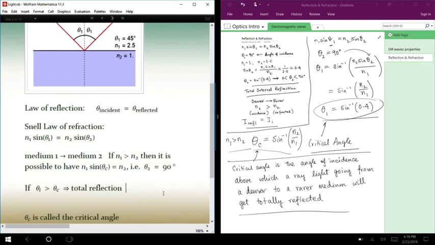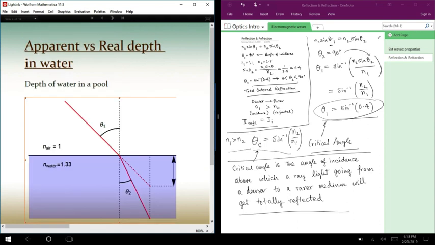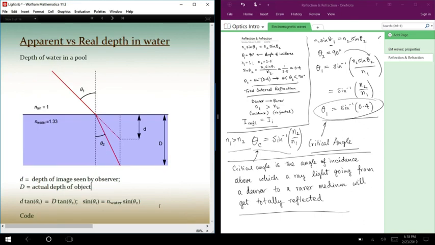Let's now talk about a consequence of refraction. So one particularly interesting consequence of refraction is what happens when you look into a pool of water. So for example, over here I have a picture which shows a ray of light, let's say coming from the bottom of the pool over here. And because this is water, water has a refractive index that is larger than the refractive index of air, 1.33 versus 1 for air. So as this ray of light from the bottom of the pool hits the interface between air and water, it's going to get refracted.